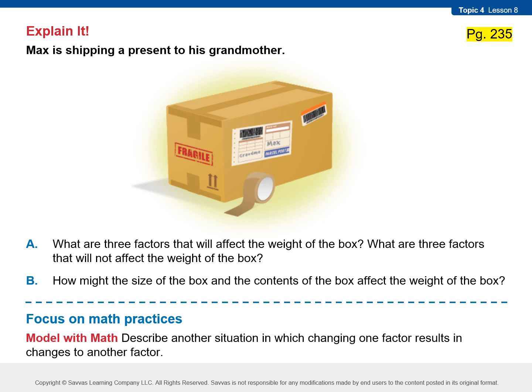Max is shipping a present to his grandmother. Looking at part A, what are 3 factors that will affect the weight of the box? What are 3 factors that will not affect the weight? Now, I think on your workbook, you have 2 boxes that have A and B. So mine look a little different. So I'm going to just put mine right here, okay? So can you come up with 3 factors that will affect the weight of the box?